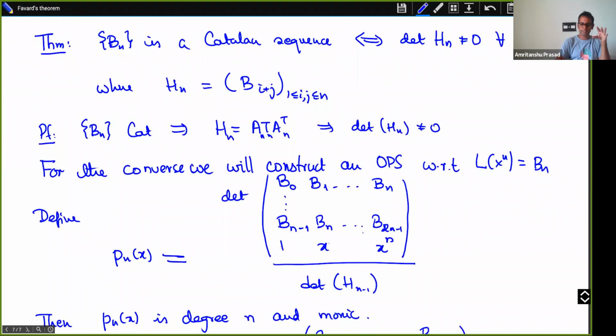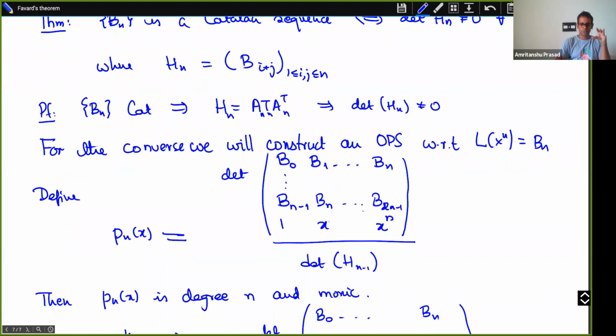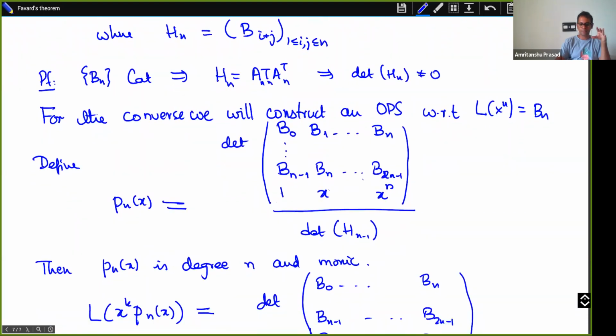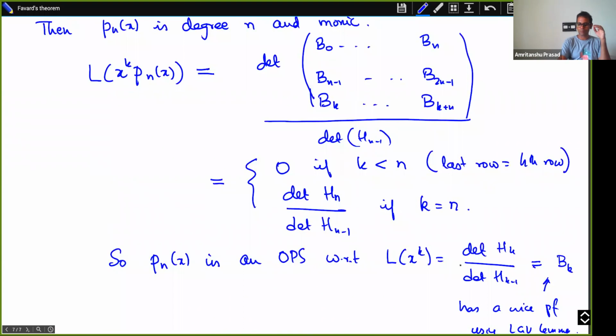So I want to show that Bn is a Catalan sequence. So what I'll do is I will show that there exists a system of orthogonal polynomials with moments given by the Bn's. So that's what I want to show. But what I've constructed is a system of orthogonal polynomials with moments given by these ratios of determinants. Yeah, so I need to know that these are equal. No, but doesn't that follow from, if you construct them, these are the moments. What else do I know about these polynomials?